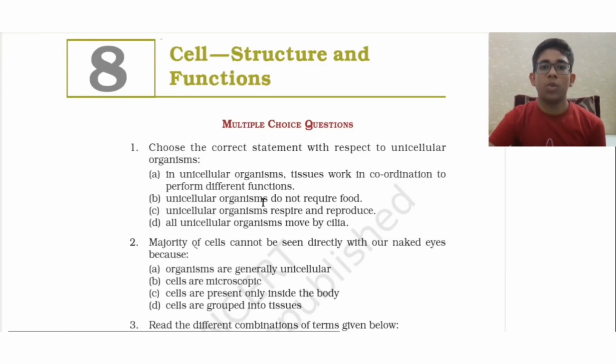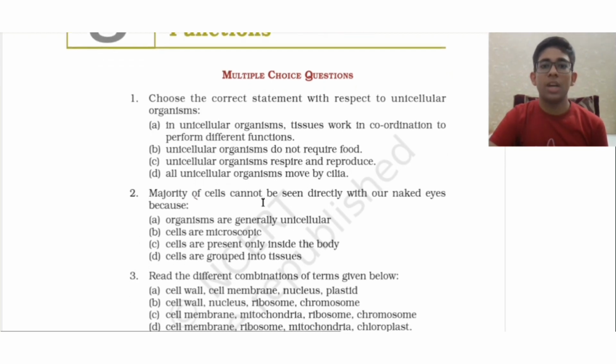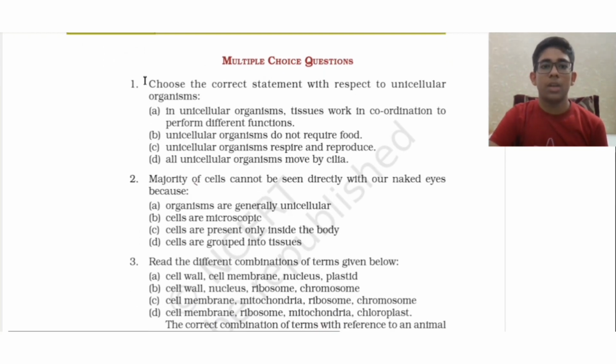Hello friends, today we will do some questions on chapter Cell of class 8 NCERT Exemplar. So let's start with the first question. It says, choose the correct statement with respect to unicellular organism. So let's find the correct statement.